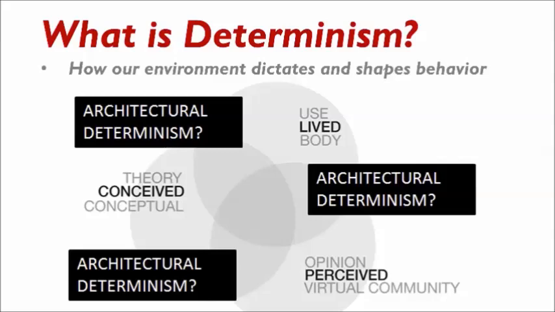Now, this really tends to vary between countries, cultures, different types of people. It can vary by age, gender, race. All different kinds of things affect how our behavior is shaped by our environment. But when we're talking about architectural determinism, it's really talking about how your physical environment, the built environment, and the architecture around you shapes your behavior.